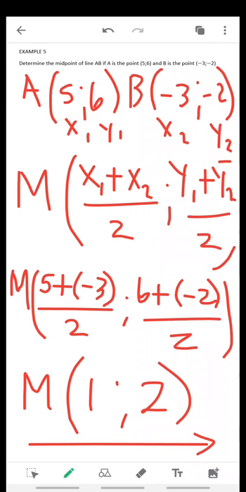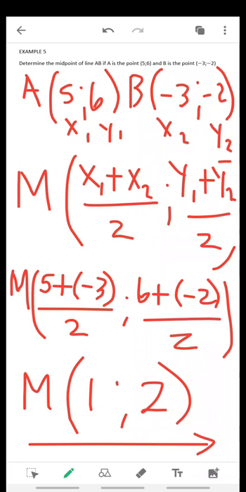We want to look at an example. Example number 5. Remember, up to now we have covered the distance between 2 points. We have covered the gradient of a straight line. And now we are looking at the midpoint of a line segment between 2 points. Now, example 5, determine the midpoint of line AB. So we have A and B at a certain distance, and there's a midpoint between them. If A is (5, 6) and B is the point (-3, -2).